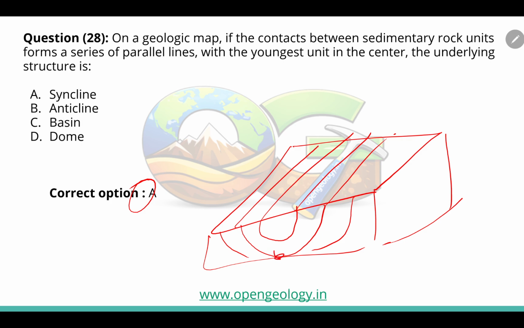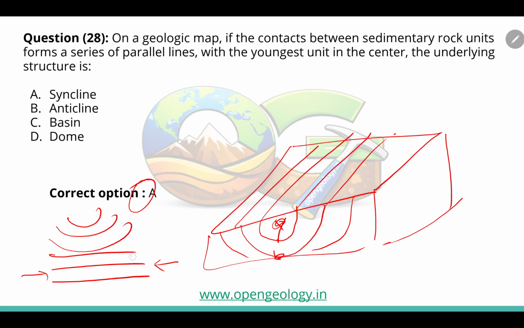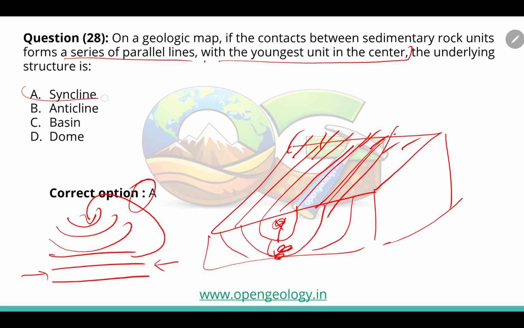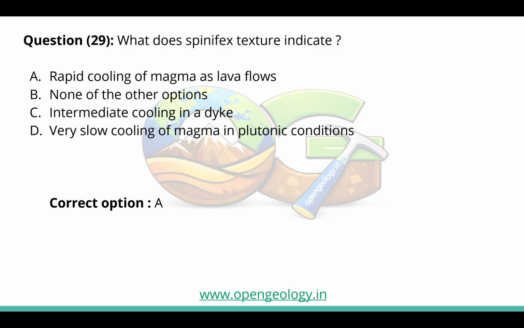Okay, so this is a syncline. The core rock is the youngest one. As you can see, it is horizontal layers, and when it got bent it will become something like this. So the topmost layer will be the younger one. The central line is the youngest, then we have the older as we move away, a series of parallel lines with the youngest unit in the center. So it is a syncline. What else can you learn? The anticline will be the opposite, where the center one will be the oldest one.